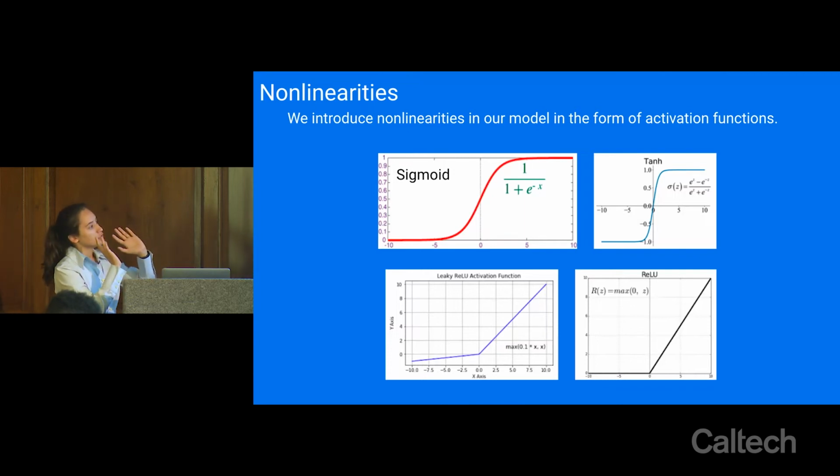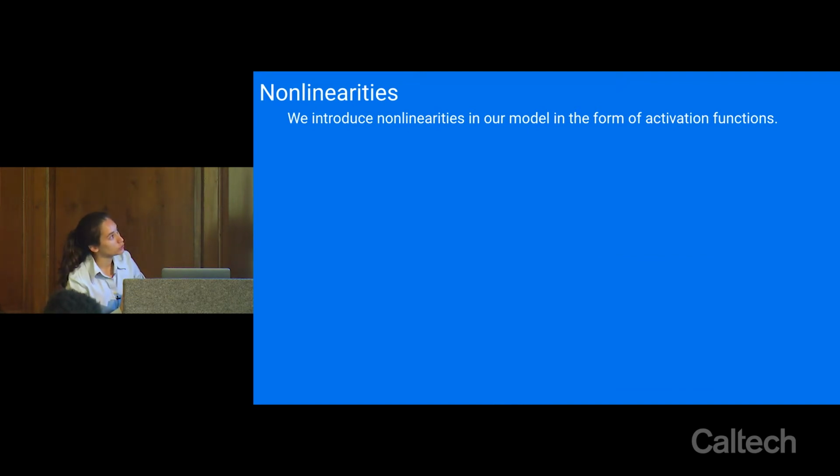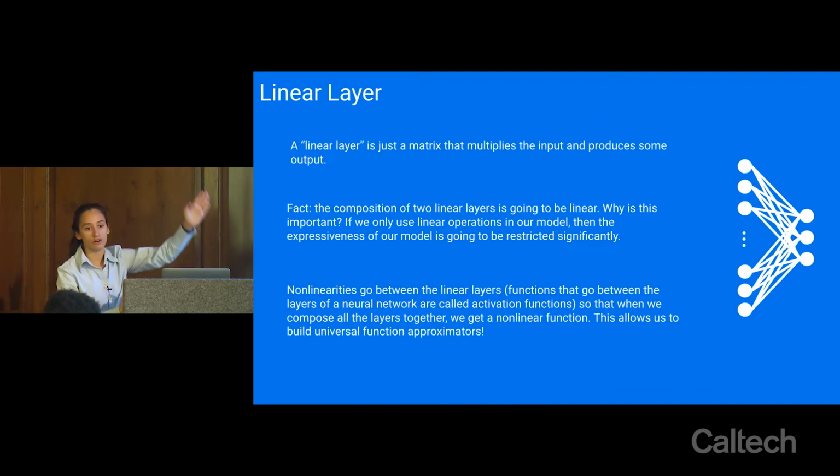So to recap, these functions basically go between the layers of the neural network, and when we do our matrix multiplication, that's what adds this nonlinearity. It's a very simple function that gets added, and that's the only thing that we're doing. That's what makes it nonlinear.